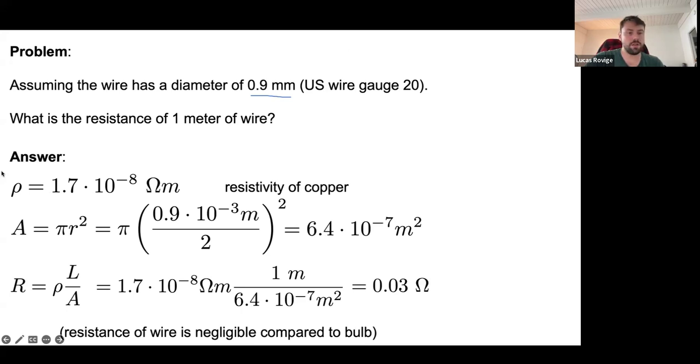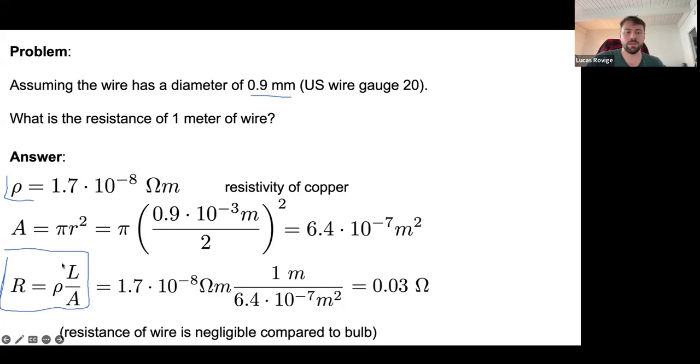So for that, we're going to use the formula for resistance. To do that, we need the resistivity of copper, which was, for instance, in the table I gave yesterday. And we see that it's pretty low because it's a good conductor. So it's on the order of 10 to the minus 8 ohm meter. So we're basing off this formula for the resistance. So we have the resistivity.